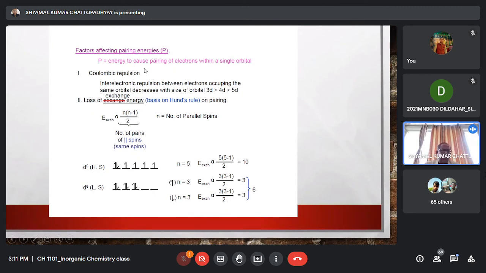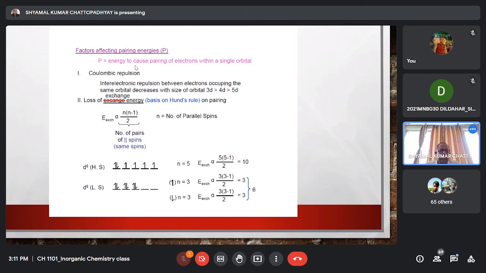What are the components? One component is Coulombic repulsion. That means we know orbital. What is the definition of orbital? Orbital is a region of space where there is high probability of finding an electron. So if you put two electrons in the same orbital, that means you are putting two electrons in the same region of space, and electrons being negatively charged, they will repel each other.